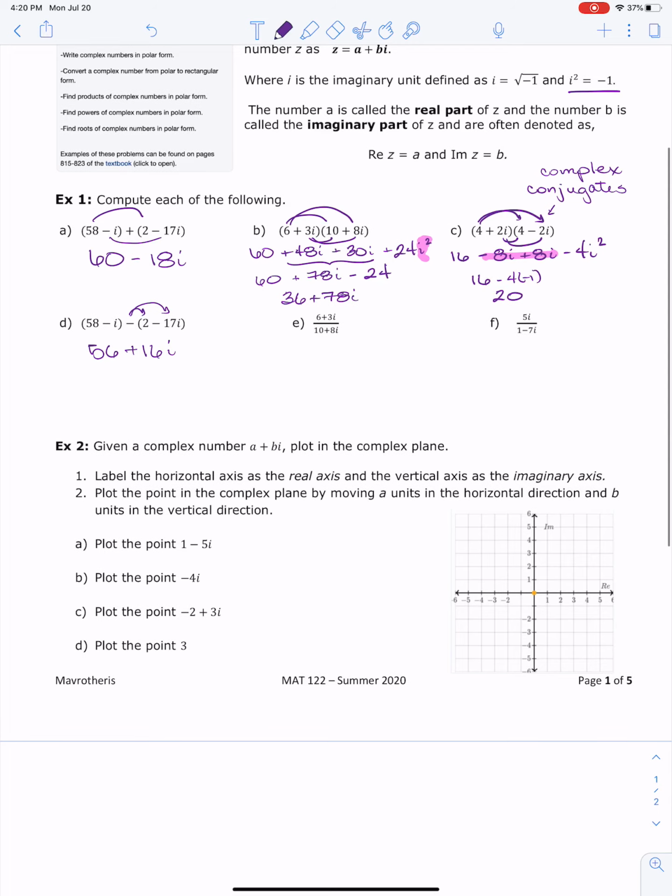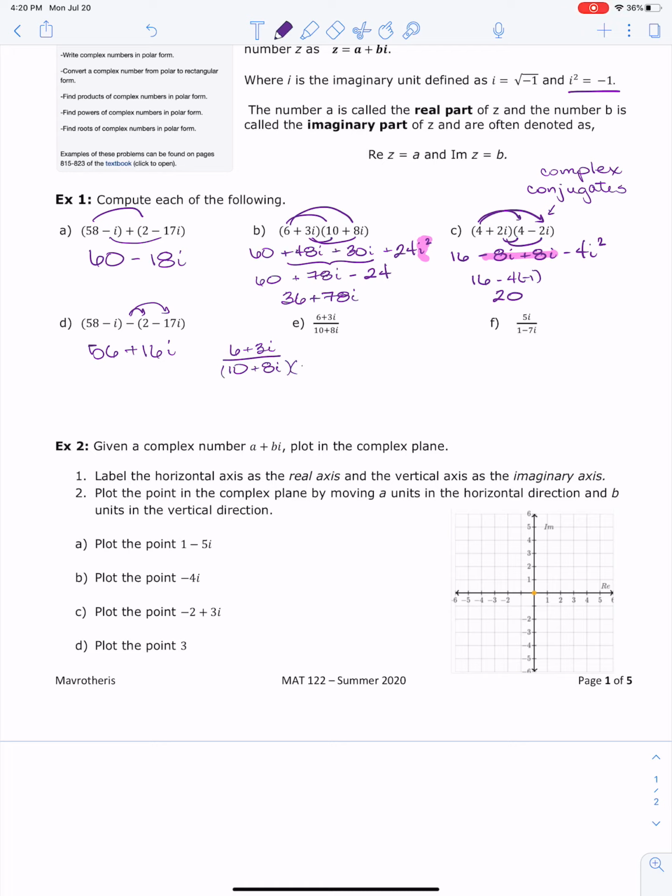E, dividing. So we don't like having imaginary numbers or complex numbers in the denominator. So we want our denominator to be completely real. And what we're going to do is we're going to take a look at what happened in C, and we're going to multiply by the conjugate.